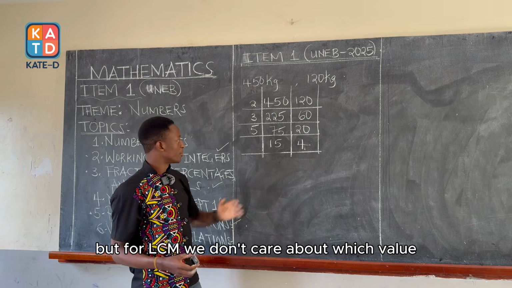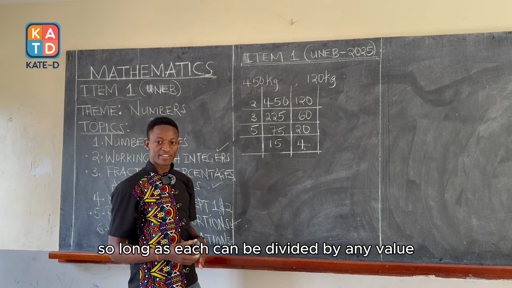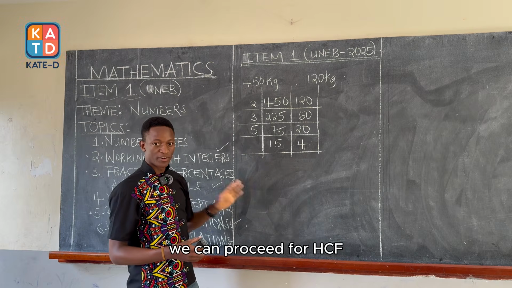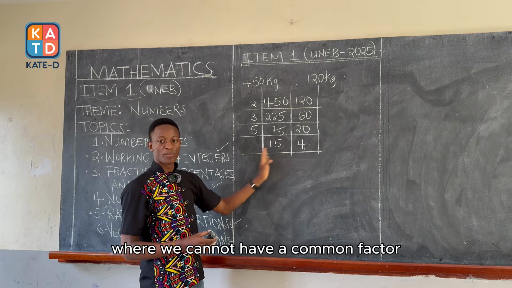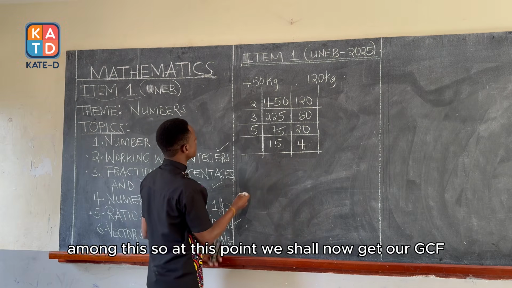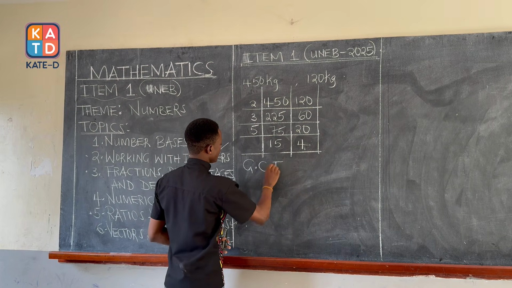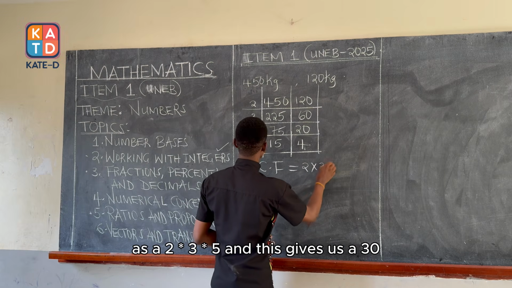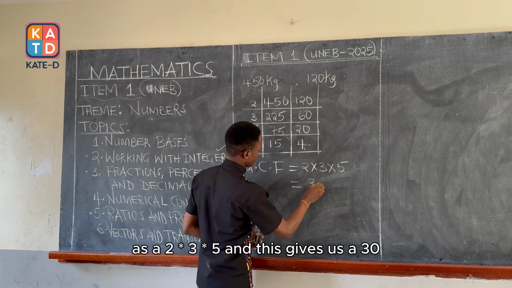But for LCM, we don't care about which value, so long as each can be divided by any value without giving a remainder, we can proceed. For HCF, we stop at a point where we cannot have a common factor among these. So at this point, we shall now get our GCF as 2 times 3 times 5, and this gives us 30.